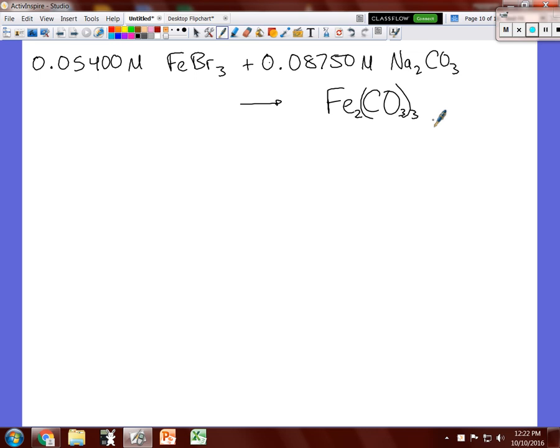So that tells me that what has to be the ions that perform that? Okay, there's a problem. It needs to be balanced. So I need 2 and I need 3. We good so far? Okay.